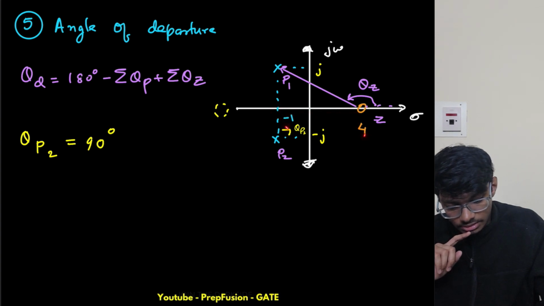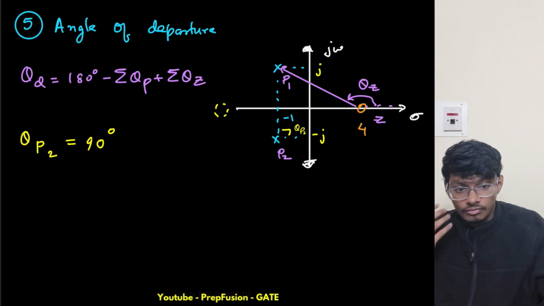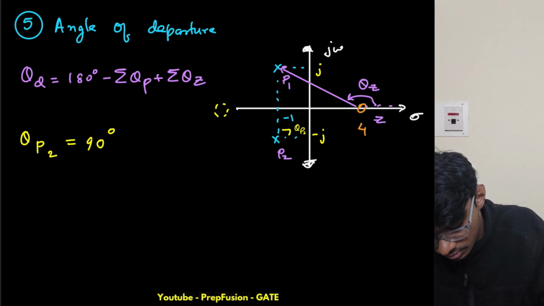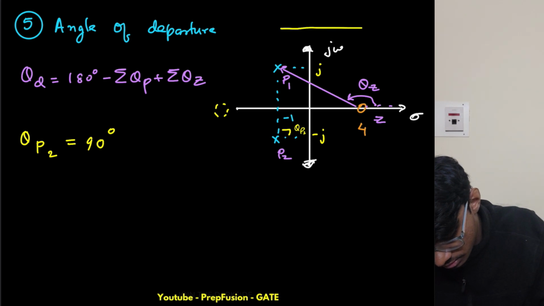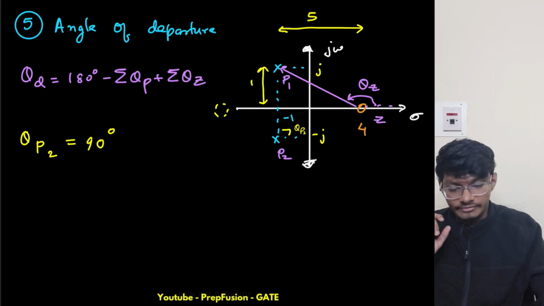The distance is 5, right? The distance is 5. Now what is the distance of this point? The distance is 1. So I will write this one down. So this distance is 5 and this distance is 1. Okay, so both of the distances are 1 and 5, right?